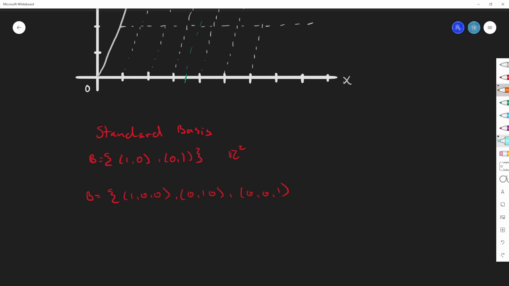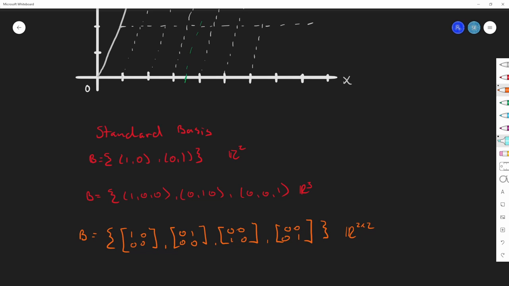So this is for R3. And so when you talk about matrices, it's a little bit longer, but it makes sense, and it depends on the dimension as well. But you should be able to get the gist of it. So for the standard basis of a 2 by 2 matrix, it would be 1 0 0 0, 0 1 0 0, 0 0 1 0, then lastly 0 0 0 1. So that is the standard basis of a 2 by 2 matrix.